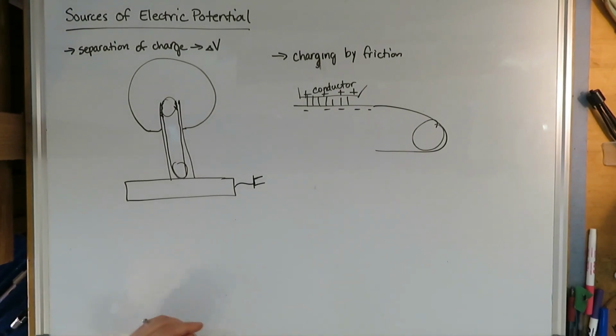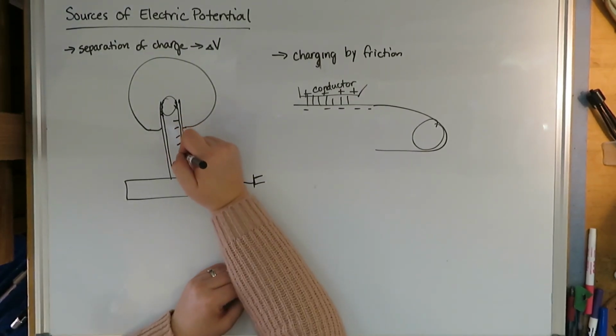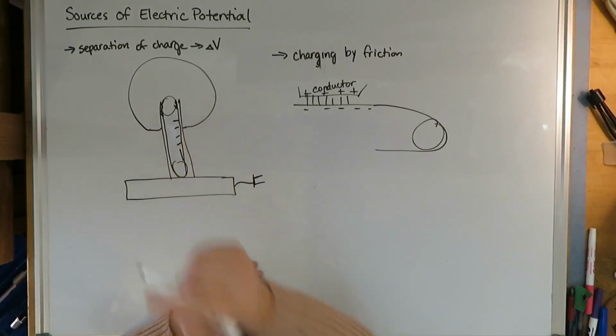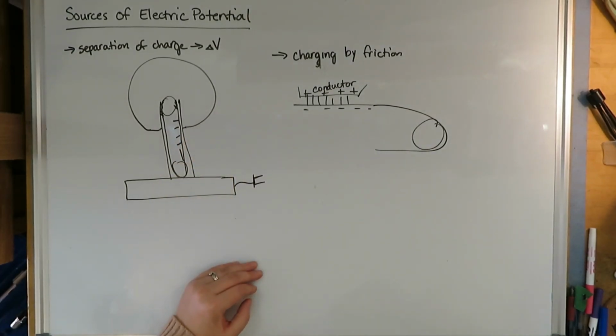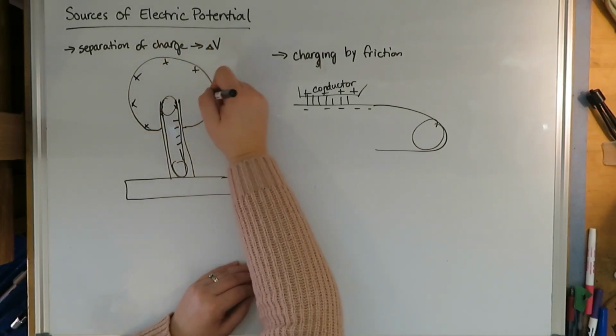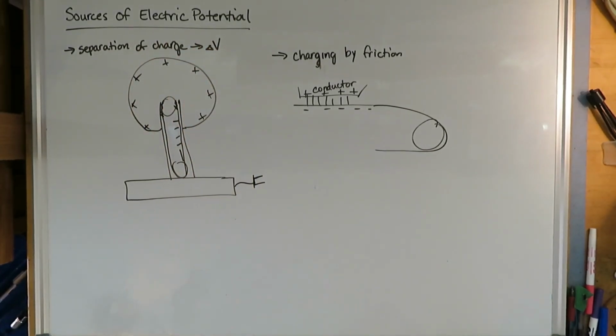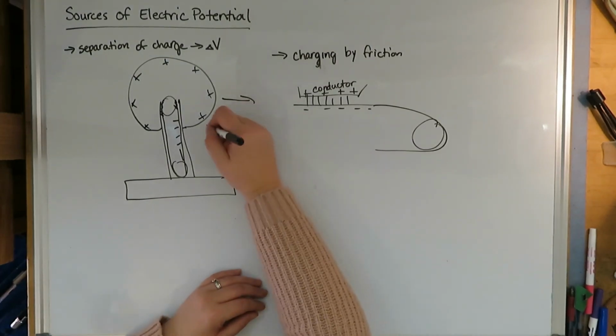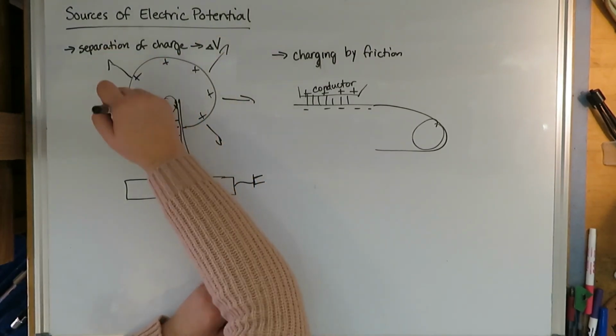So you end up pulling negative charges down, resulting in a net positive charge for your Van de Graaff generator as those negative charges get moved. So you end up with this amount of charge being stored. Now that potential difference creates an electric field that would radiate out equally everywhere.